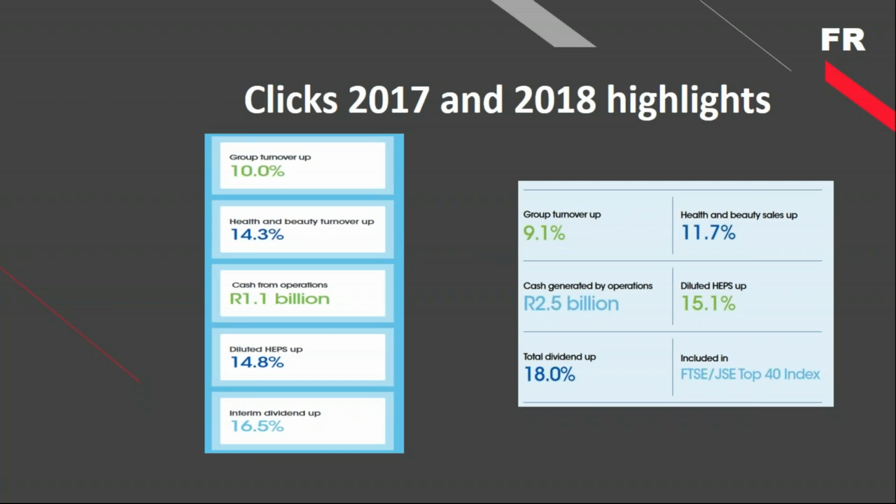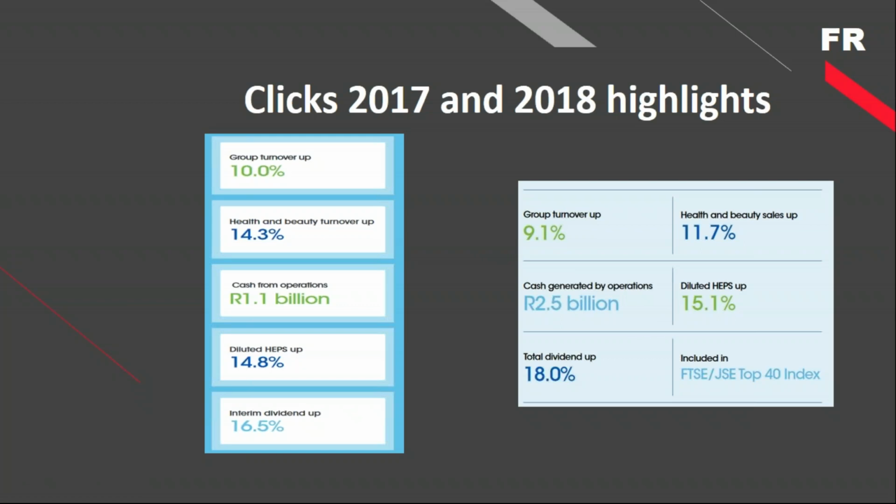But now let's go to 2018, and group turnover was up 9.1%. It's still healthy, but compared to 2017, that is slightly less, because in 2017 group turnover grew by 10%. So if you are a serious investor, you're going to dig deeper to ask, what was the cause of this dip in turnover for this particular year? Then we take a look at health and beauty sales. They were up 11.7%, which is still good, but lower than the previous year when it was 14.3%, right? But on the positive side, in 2018, this business managed to generate more cash from its operations.